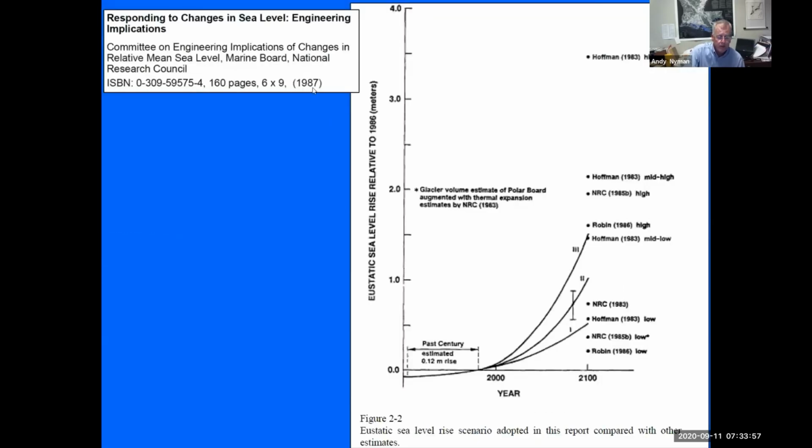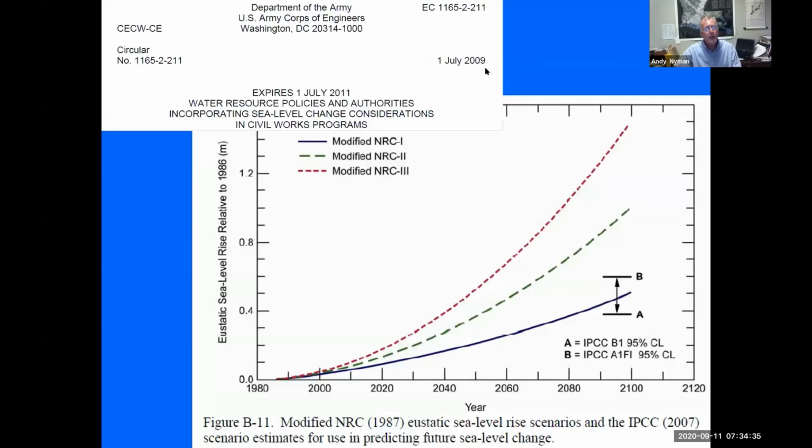Just a few years later, this is from 1987. This is from the National Research Council, and it's a small book on responding to changes in sea level, engineering implications. They looked at some projections of what sea level would do over the next century and ignored them, and came up with these three estimates here of 50 centimeters, 1 meter, and 1.5 meters. Totally just arbitrary, but that's what they suggested people worry about. And as far as I know, this was totally ignored in the wetland construction realm, as it probably should have been. But you come up to 2009, and things had been changing.